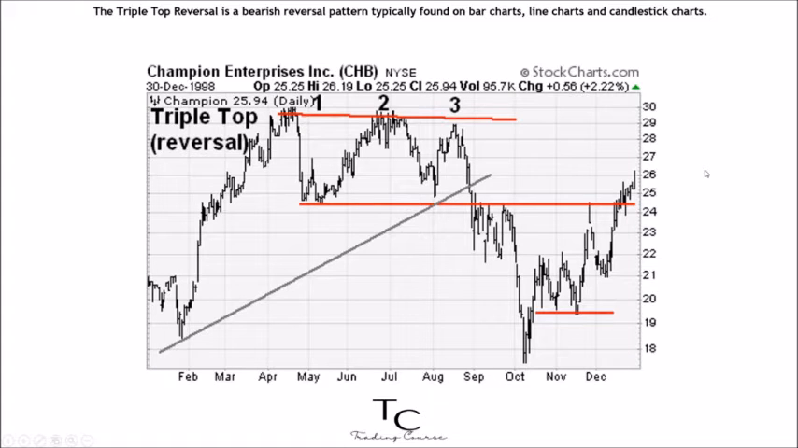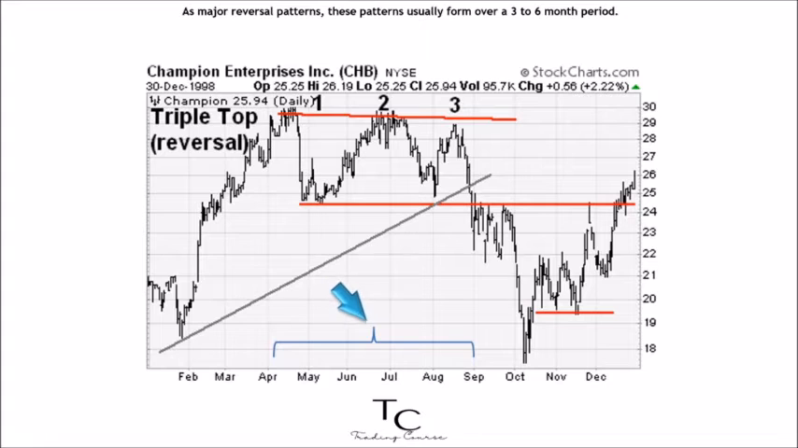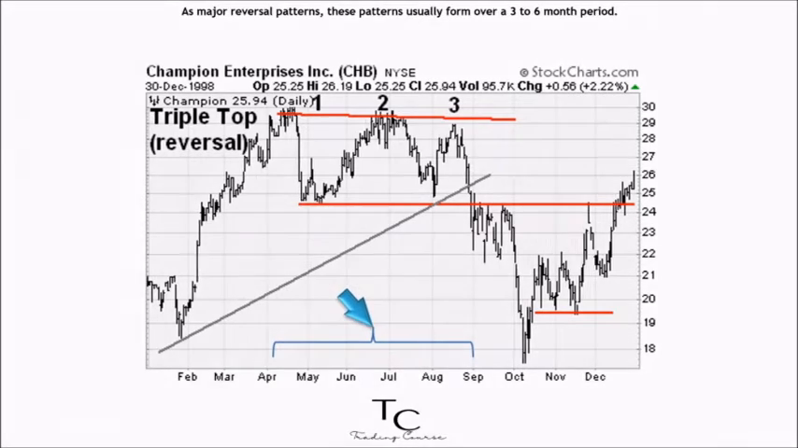The triple top reversal is a bearish reversal pattern typically found on bar charts, line charts and candlestick charts. There are 3 equal highs followed by a break below support. As major reversal patterns, these patterns usually form over a 3 to 6 month period.